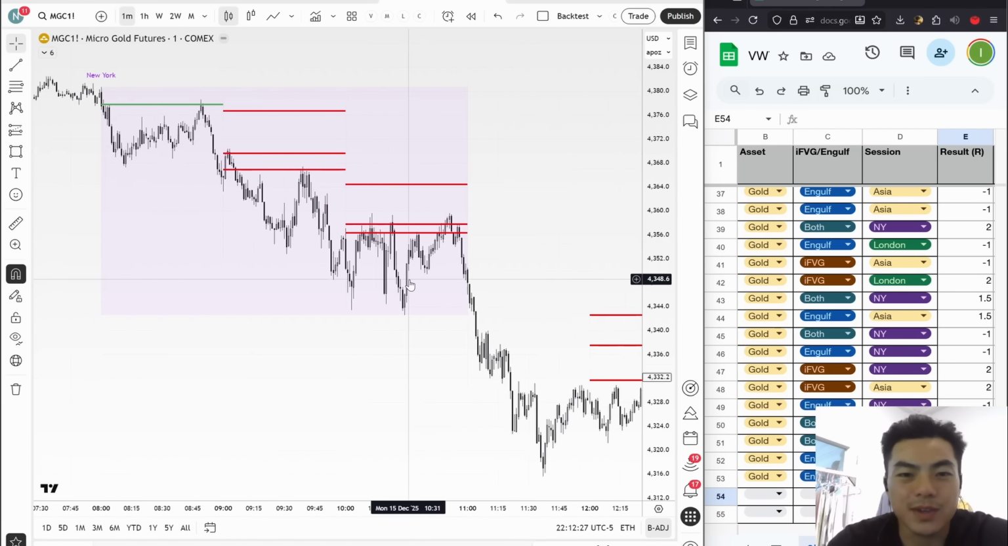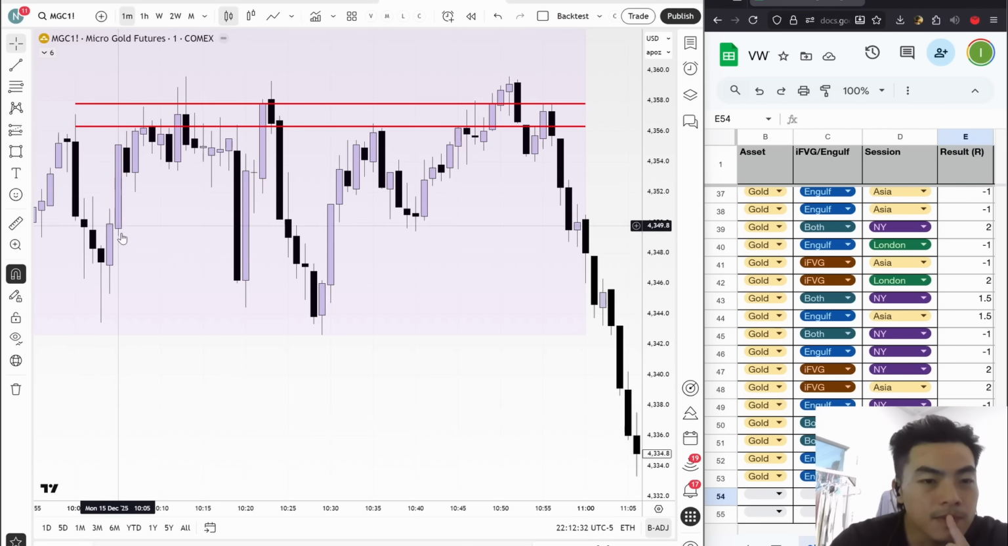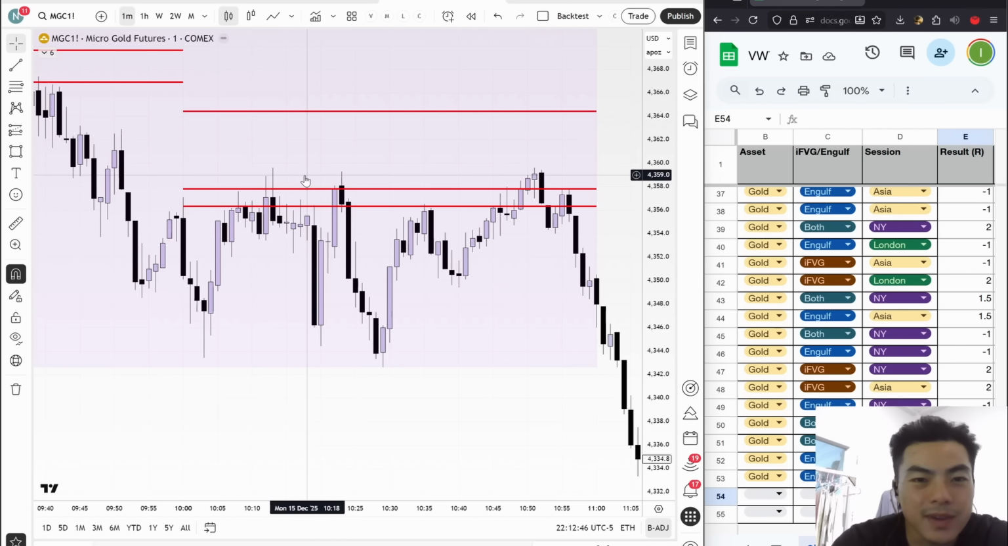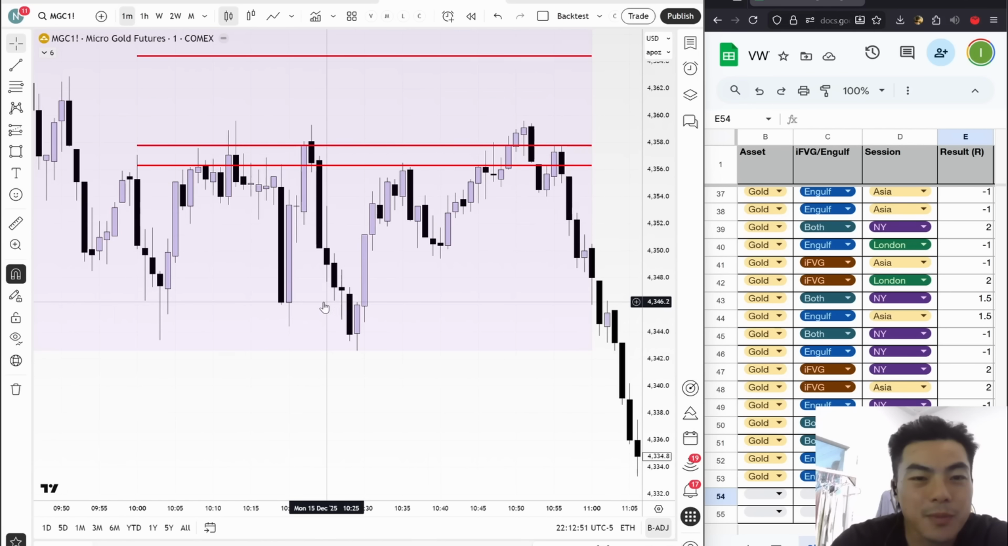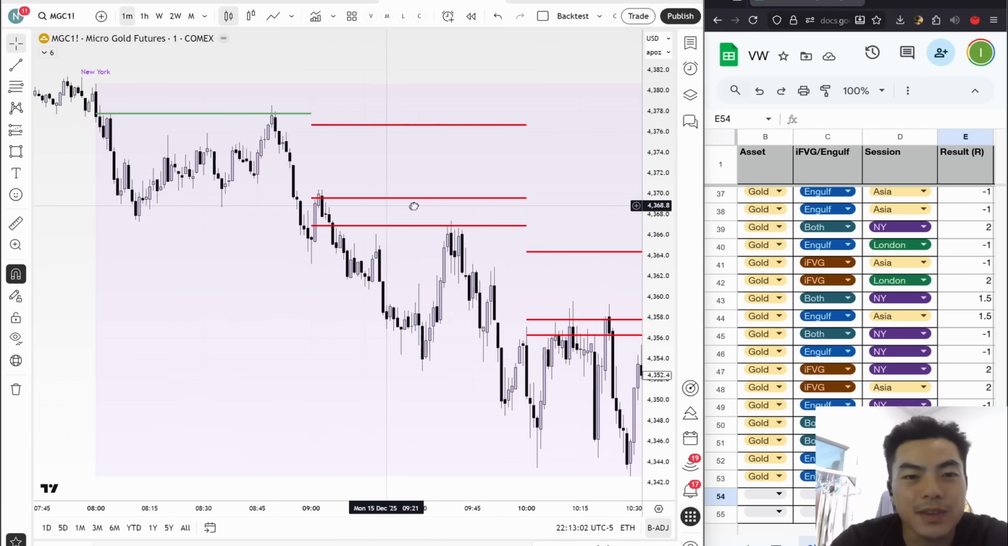Alright, we've got a bunch here. Let's start here. So here we get our first close above the POIs, but no entry model until here. But at that point, you're so far away from the POI and the RR is just not there. And then, yeah, it's just chop for the rest of it. Nothing there, actually.